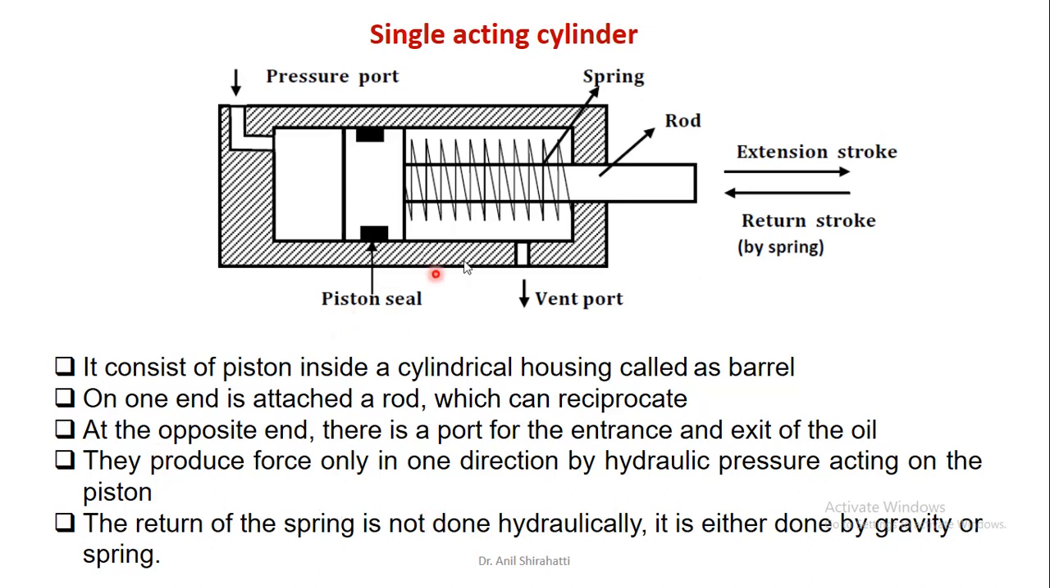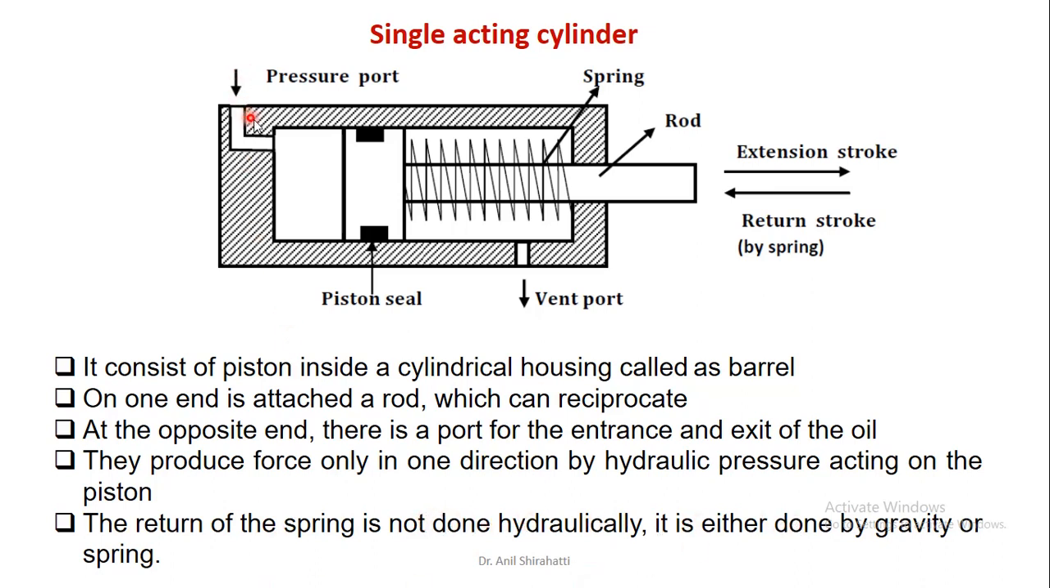So this is the picture of a single acting cylinder. It consists of a piston inside the cylinder housing called the barrel. At one side the rod reciprocates, and at the other side there is a port, an entry and exit for the oil. They produce a force in one direction by hydraulic pressure acting on the piston. The return is not done hydraulically. It is either by gravity or by a spring.